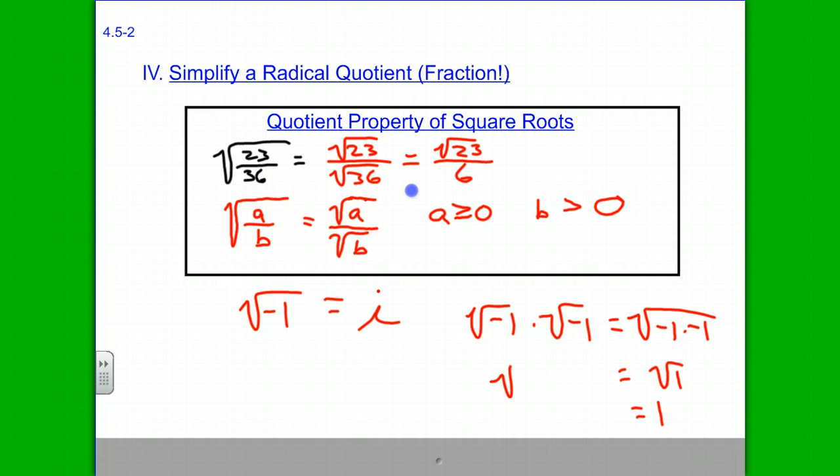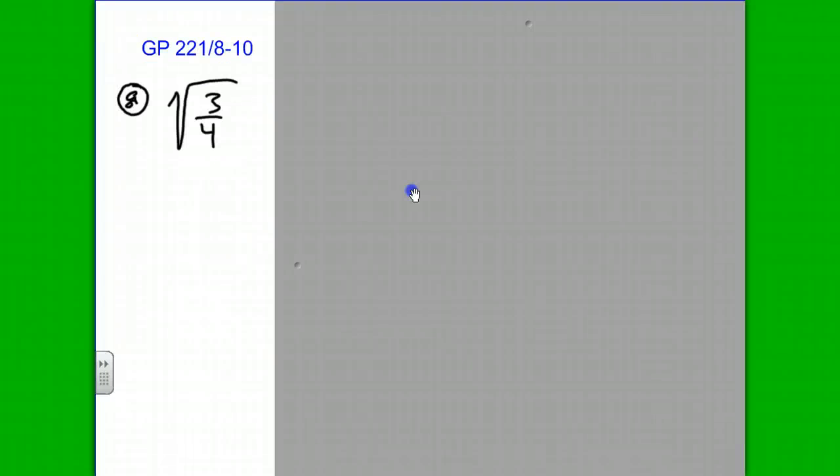So if we take the square root of negative 1 itself, the whole thing, and square it, what do we get? Actually, we get negative 1. The square root and the squaring are inverse operations. Isn't that interesting? You're squaring the square root of negative 1 and you get negative 1. It's kind of interesting. Strange imaginary numbers.